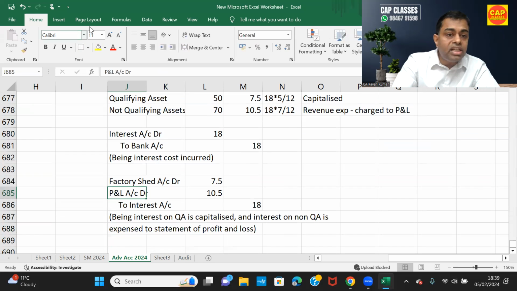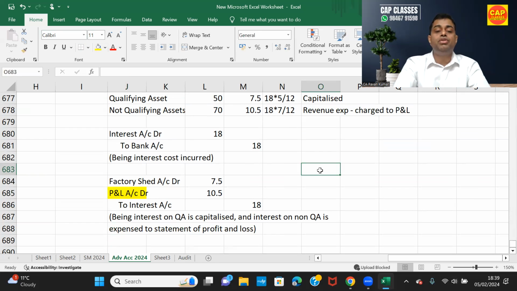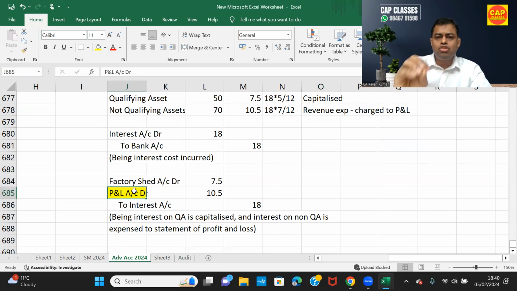This P&L account debit is there, no? Again, I'm telling you, in every class, previously we used to call profit and loss a ledger account. That is the reason the P&L account existed. Now we are using only a statement pro forma, so it is no more a ledger account. But still, just to make you understand, I'm using this P&L account debit.